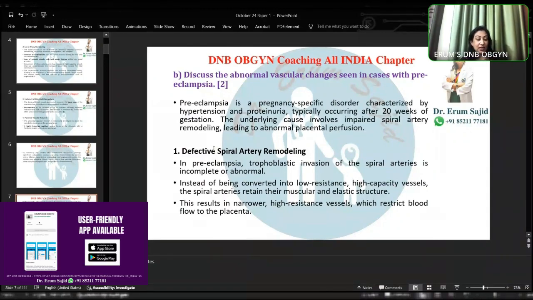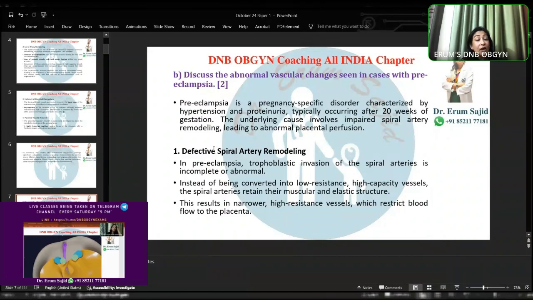Okay. Yes. So there is defective trophoblastic invasion in the first and second trimester. The trophoblasts do not replace the muscular wall of the uterine arteries, and there is no invasion of the elastic lamina. So they continue to become high resistance vessels, because of which the blood supply is diminished.